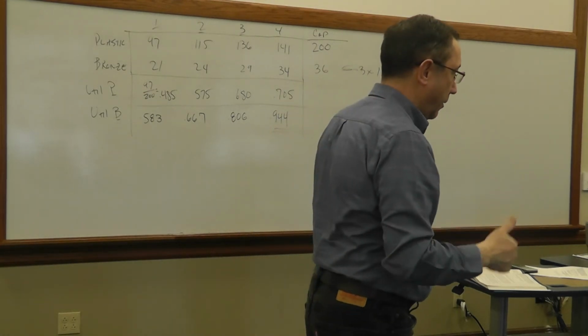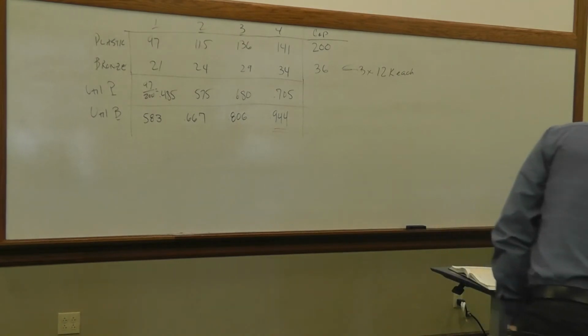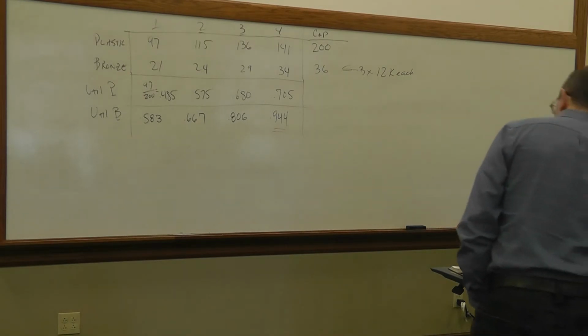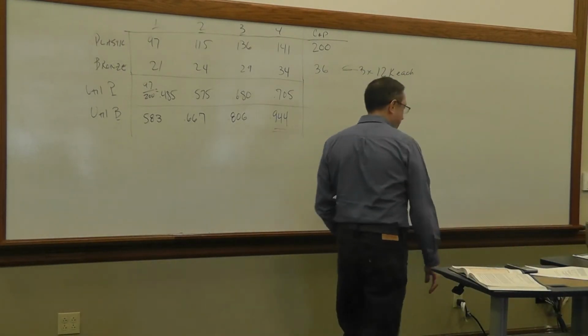Wait, do you times it by 3 because you had 3 bronze? The problem says there are 3 of those bronze machines. It also says each one does 12,000. Okay. You see that? That's where the 36 came from. Oh, yeah. Other questions?